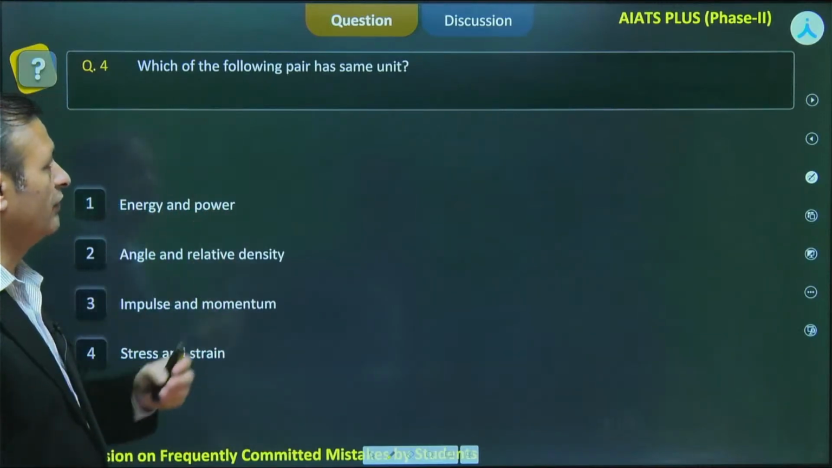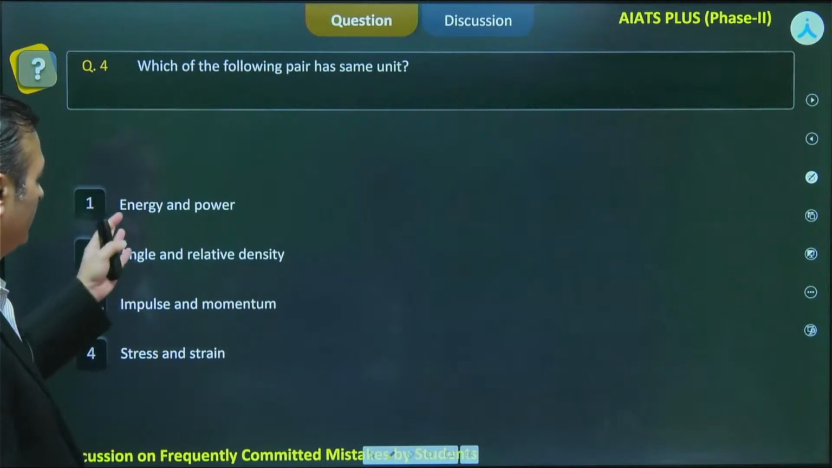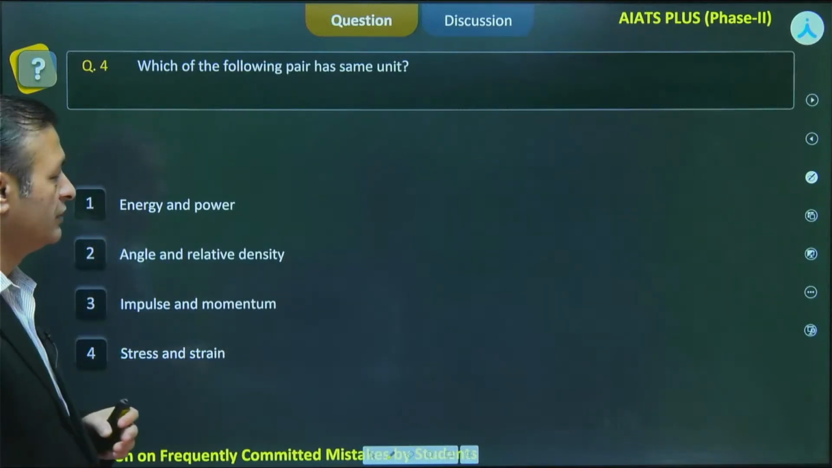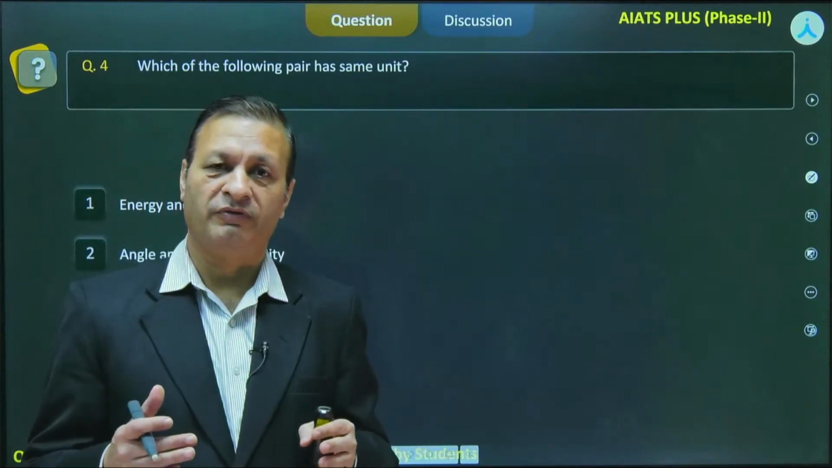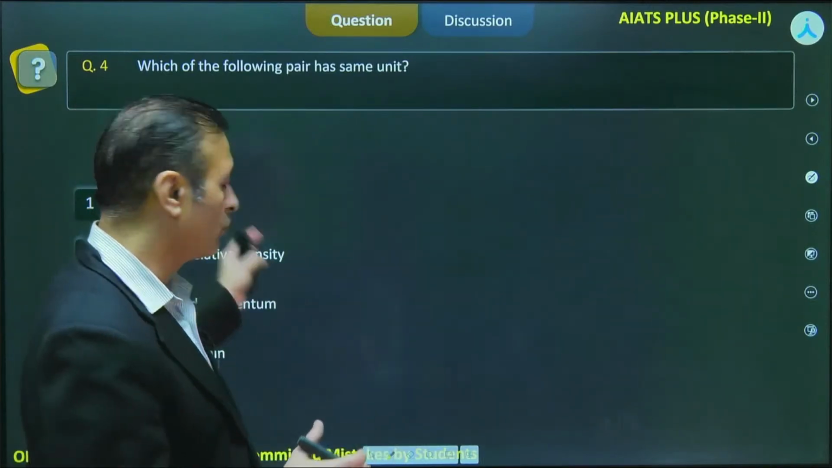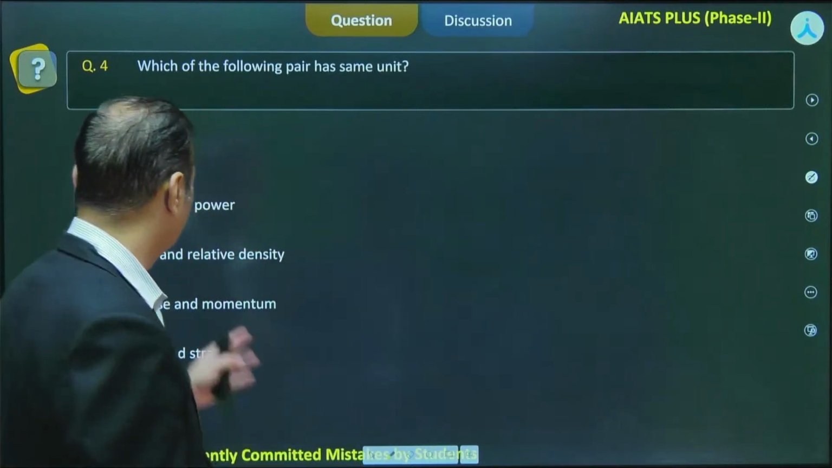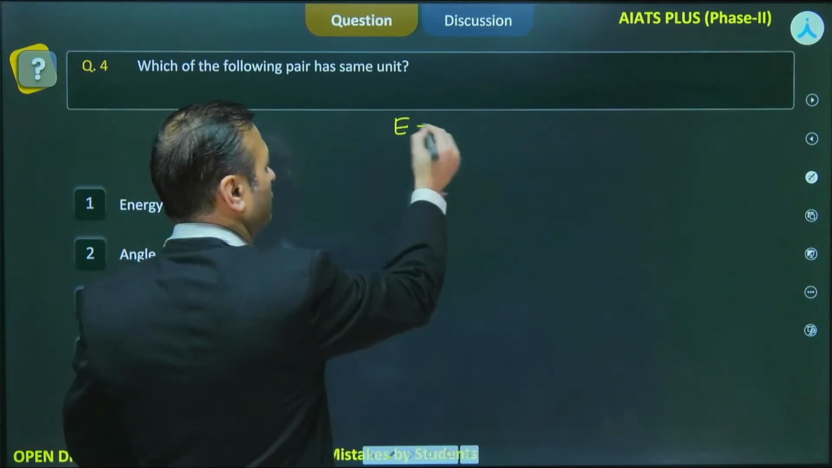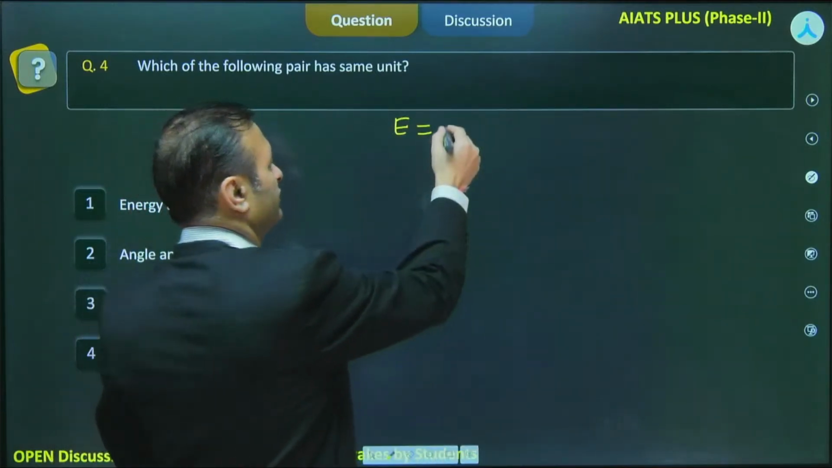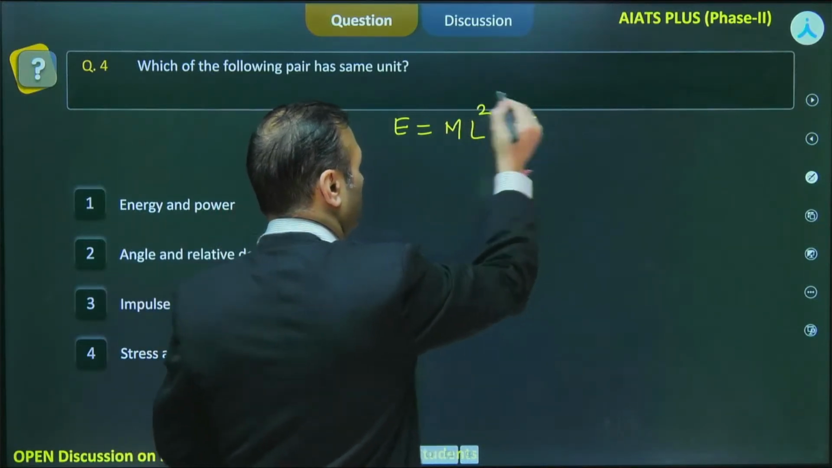So which of the following pair has same units? So shall we move? Energy and power. I'll be writing down the dimensional formula of all the physical quantities listed in the given question, and you can pick up the answer from there only. So first one is energy. For the energy part, I am using the word E. So energy is ML²T⁻².